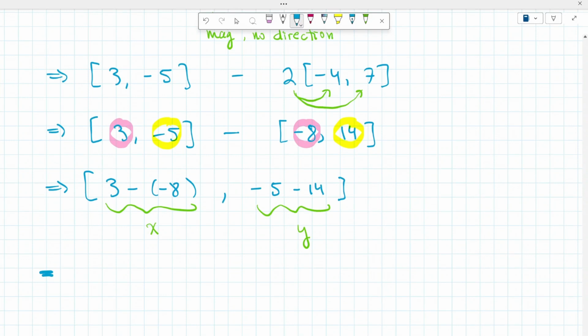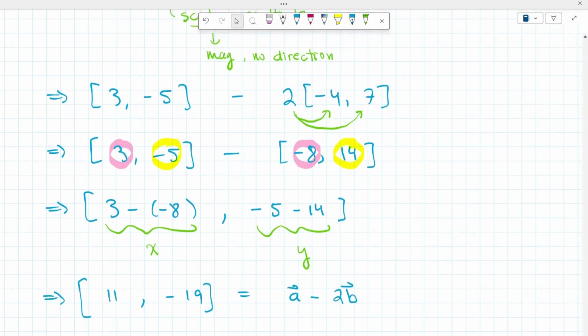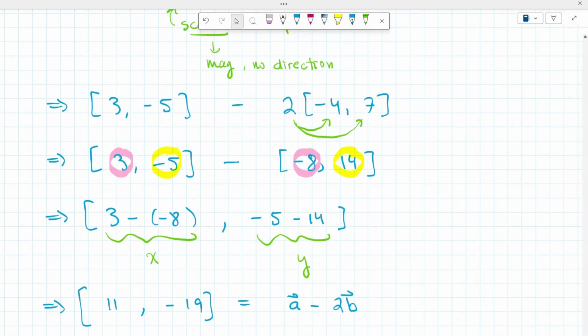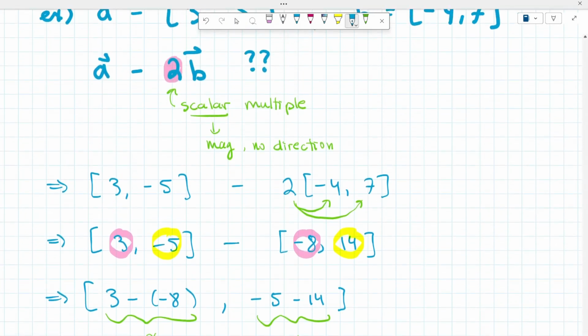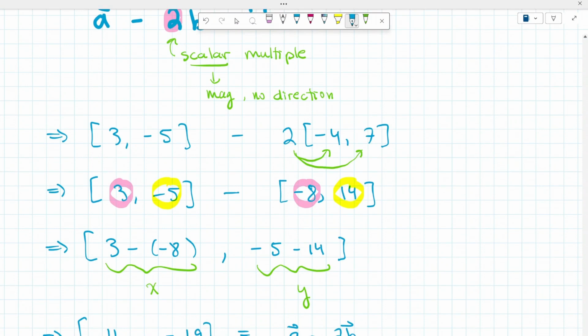So if we do that arithmetic there, what do we get? We get 8 minus turns into a plus, so 3 plus 8 gives us 11, and then -5 minus 14 will give us -19. And remember, this equals our vector A minus 2 times vector B. So that's pretty neat. So whenever we do this addition or multiplication, make sure that you're doing it component by component. So do your x's separate from your y's. And whenever you have this number in front, recognize it as a scalar multiple and think of the distributive property. So you're just going to take that number and distribute it to both of the components of your vector.